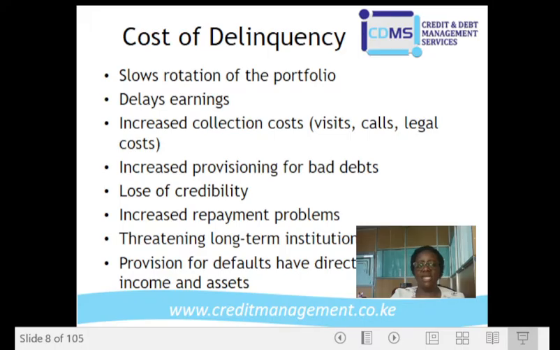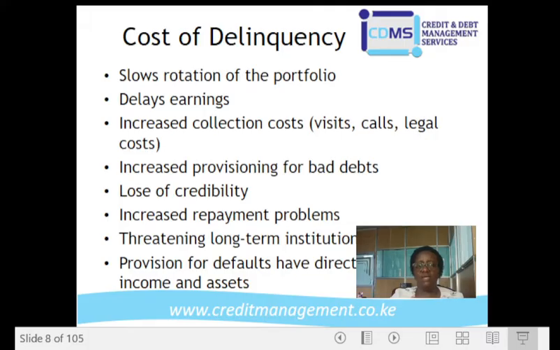So the other one is the increased collection costs. We might start visiting these customers. We might start making phone calls. Of course, we do that. We might incur legal costs. We are also likely to even incur a debt collection cost. So all those we keep on incurring at that point.